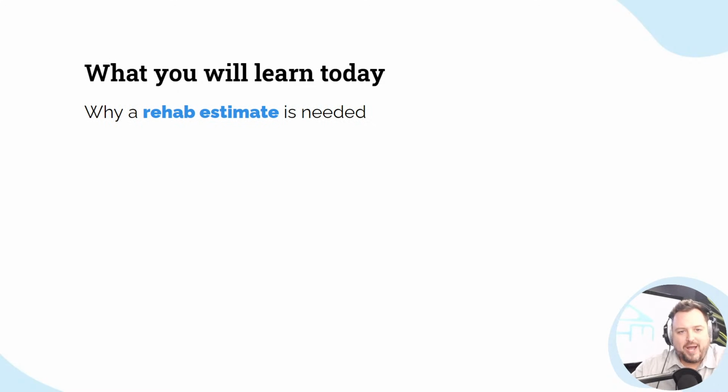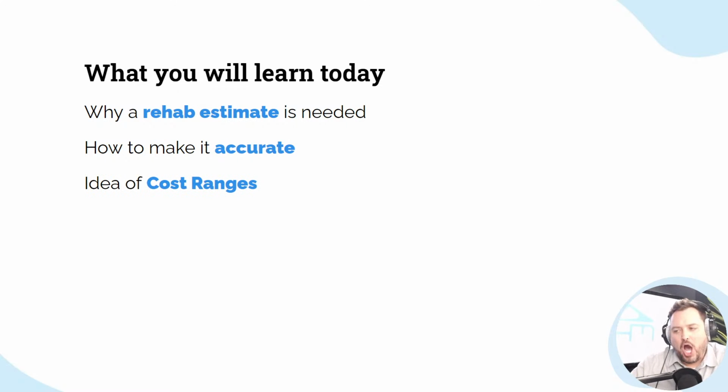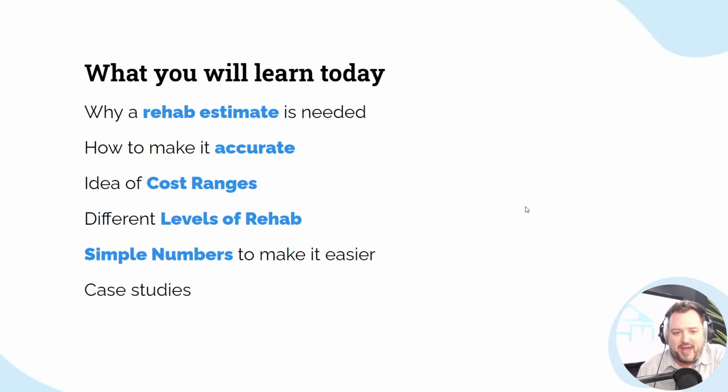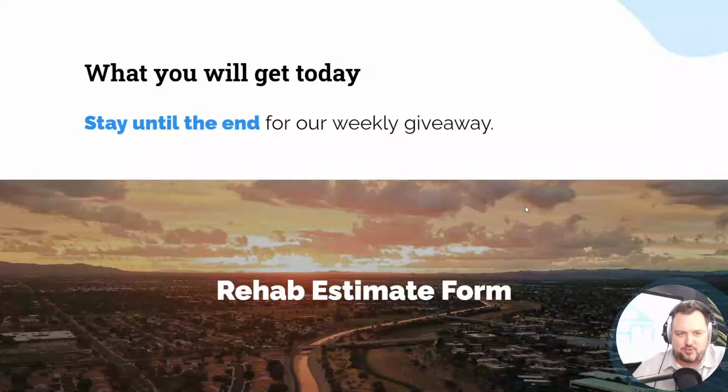What you're going to learn is why a rehab estimate is needed, why you need to do this in advance, how to make it accurate or as accurate as you possibly can, the idea of cost ranges and how cost ranges can be used, different levels of rehab and what those differences are and when you should use each one, and simple numbers to make it easier. We're going to cover all that, also a couple of case studies, so we're going to get into it.